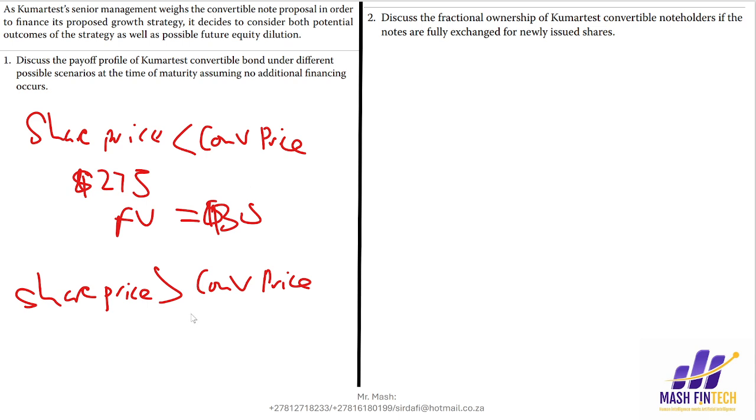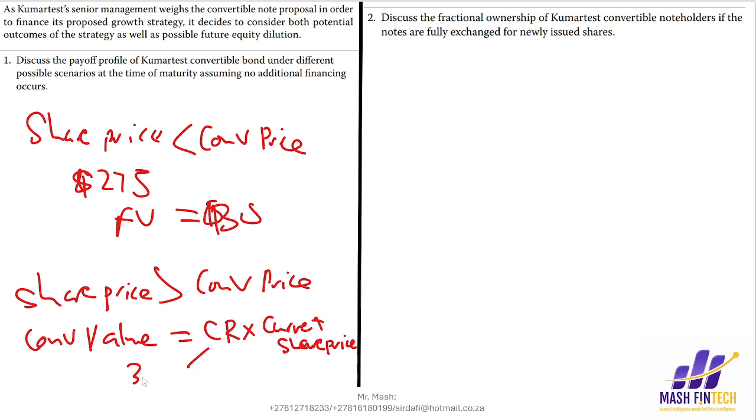However, if the share price goes above the conversion price, they're then going to convert. And if they convert, the conversion value is calculated using the conversion ratio multiplied by the current share price. We calculated the conversion ratio as 3.64, and suppose that the current share price is 400. If you calculate this, it means that the bondholders are going to receive 1,456. That's how you get that.